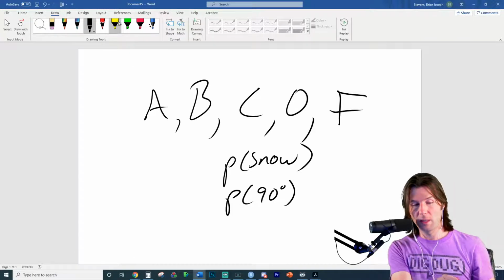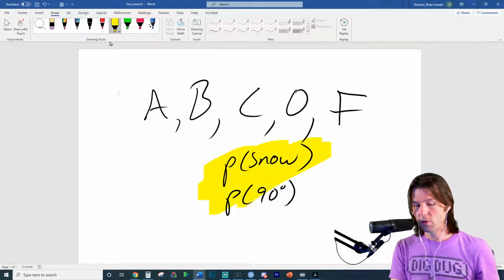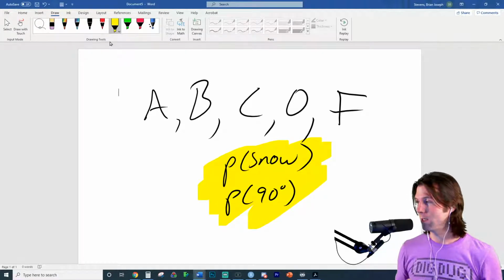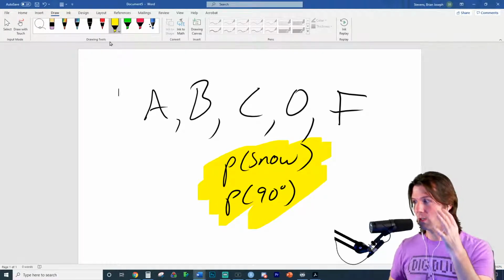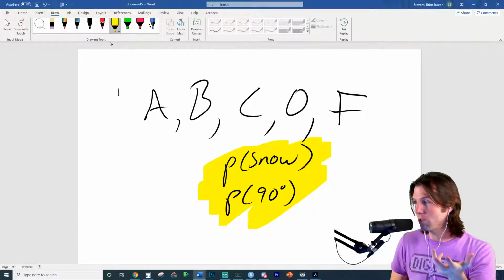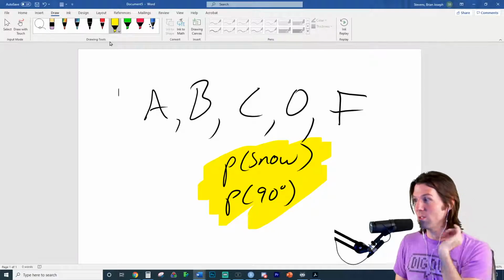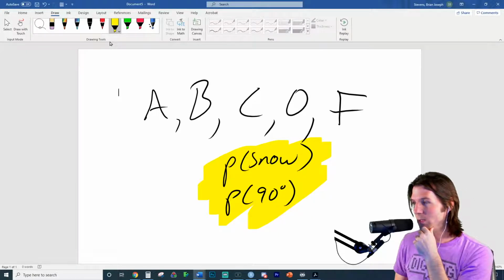Are these independent or dependent? The way to know if it's independent or dependent is you ask yourself, I know it's snowing. Does that give me information about it being 90 degrees out? So they are disjoint, but are they independent or dependent?